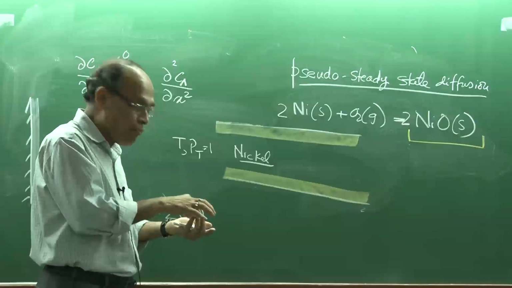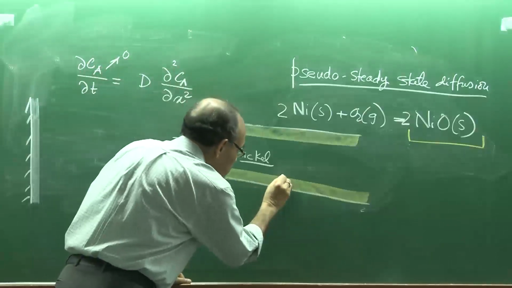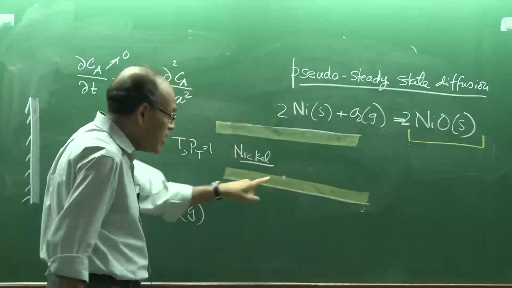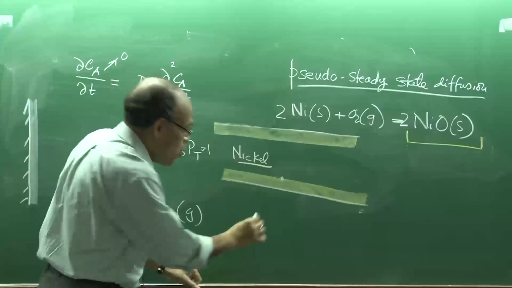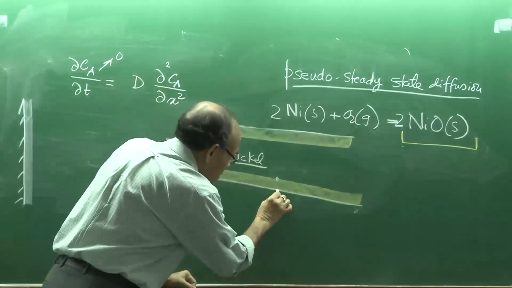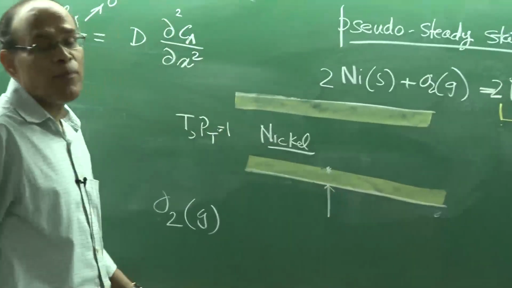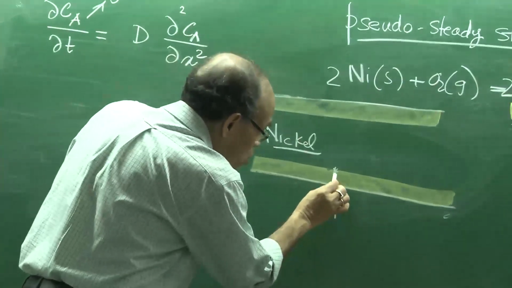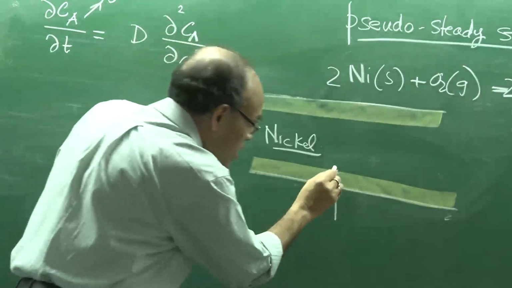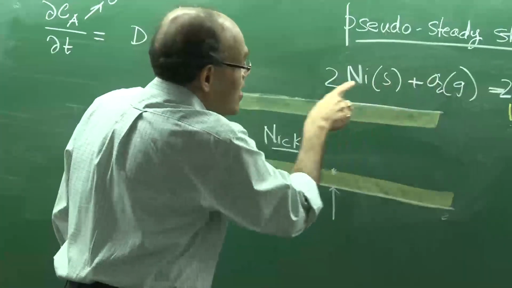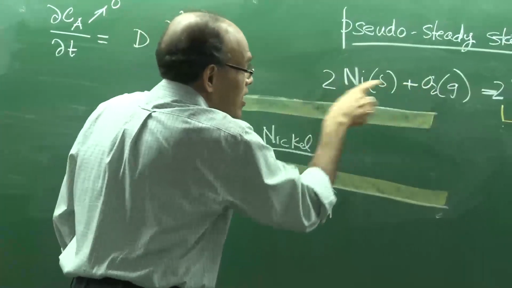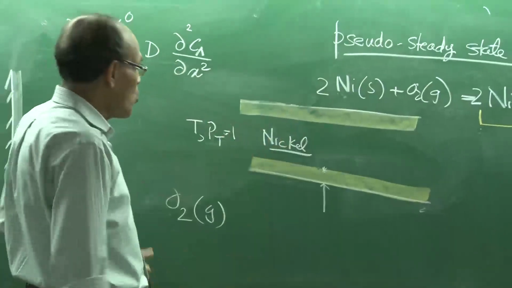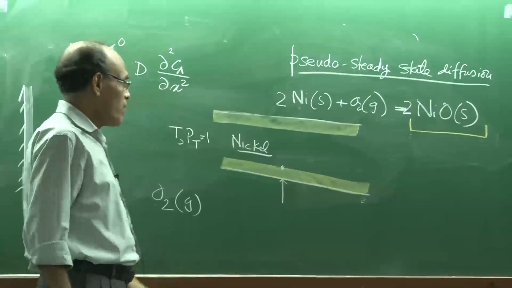Then the reaction interface changes, because now the interface is here, and nickel is available only here. So if the oxygen gas reaches here, that is not enough. The oxygen gas has to diffuse through this solid layer and then reach here, and only then is nickel accessible to oxygen, because of the thermodynamic conditions.